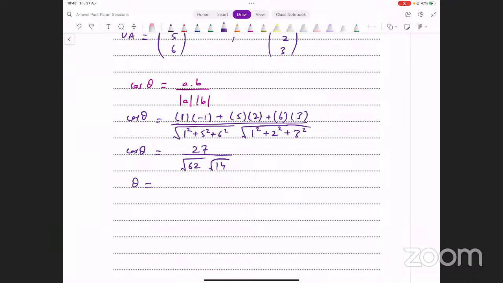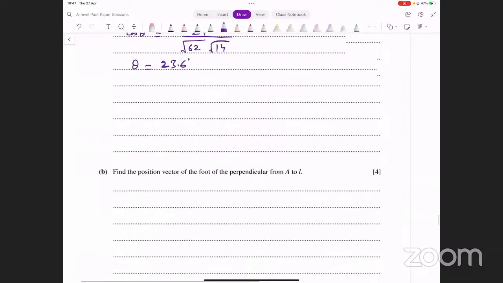Okay, cos inverse. Now you make sure that your calculator is in degrees mode first of all. Let me change that. Cos inverse of 27 divided by square root of 62 and square root of 14. And this is giving me 23.59. So that's 23.6 degrees. That's the angle that we were looking for here. Okay, so that was pretty straightforward. Yeah, apne angle figure out karna tha. Okay, let's move on to the second part.